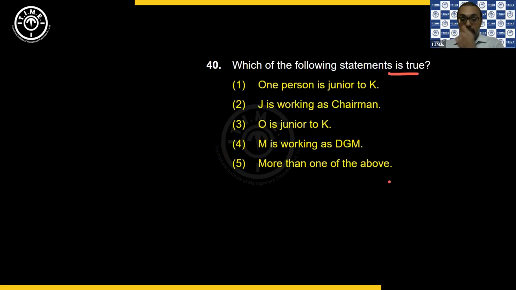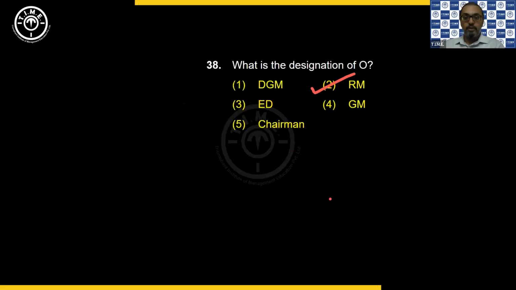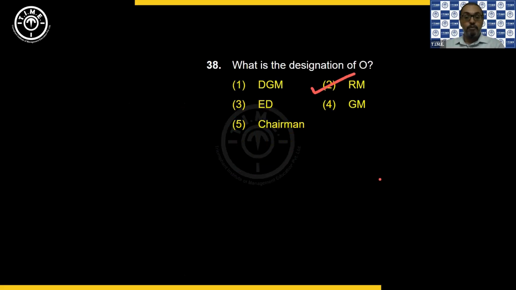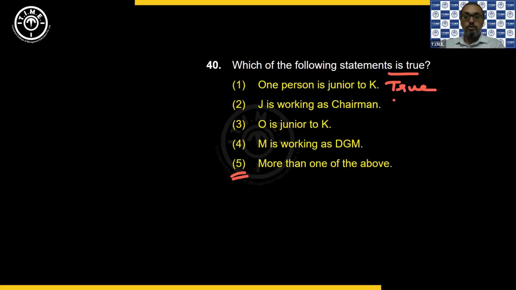Then which of the following statements is true? Now look at the 5th option. You have more than one of the above. We need to check all the options before we finalize. One person is junior to K. Is it correct? Yes. Below K, there is only one person. So this definitely is true. Then J is working as chairman. Is that true? Yes, J is working as chairman. That is also true. Then you can clearly say it is the 5th option, more than one of the above, because the first 2 options are true. We need not worry about the others. More than one of the above.